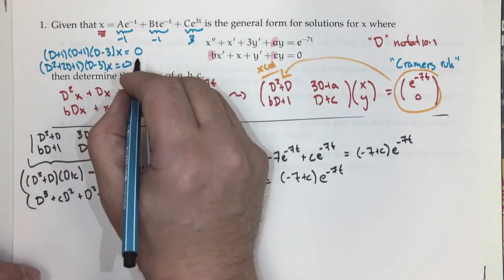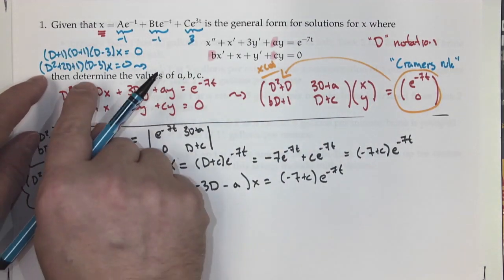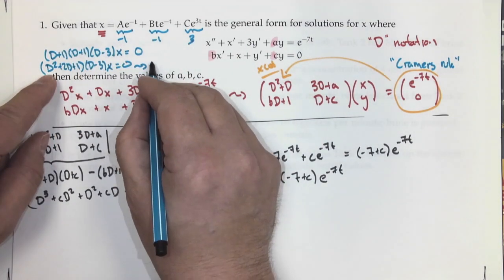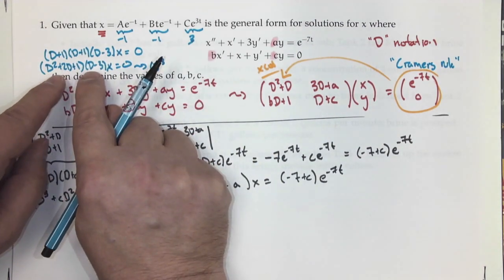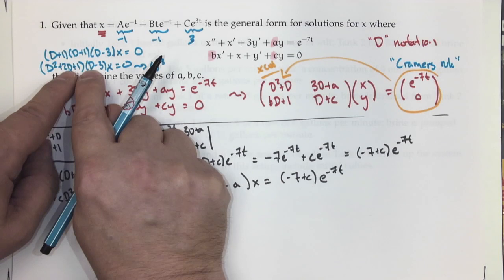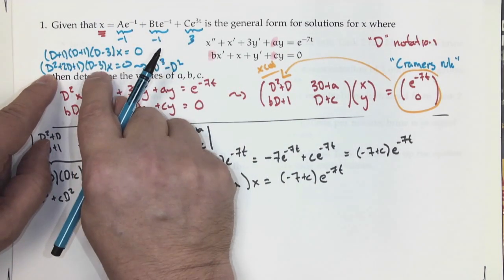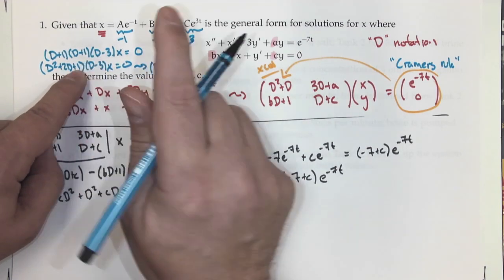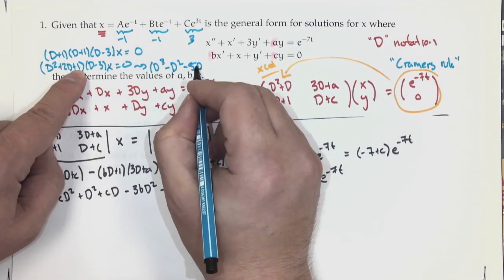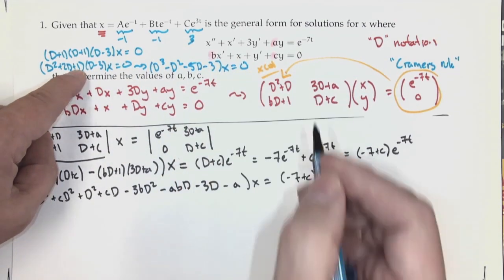And now I really wish I had bigger paper. All right, so that's d cubed. And then we have a 2d squared minus 3d squared. So that's a minus d squared. A minus 6d plus d makes a minus 5d. And a minus 3 times x equals 0.